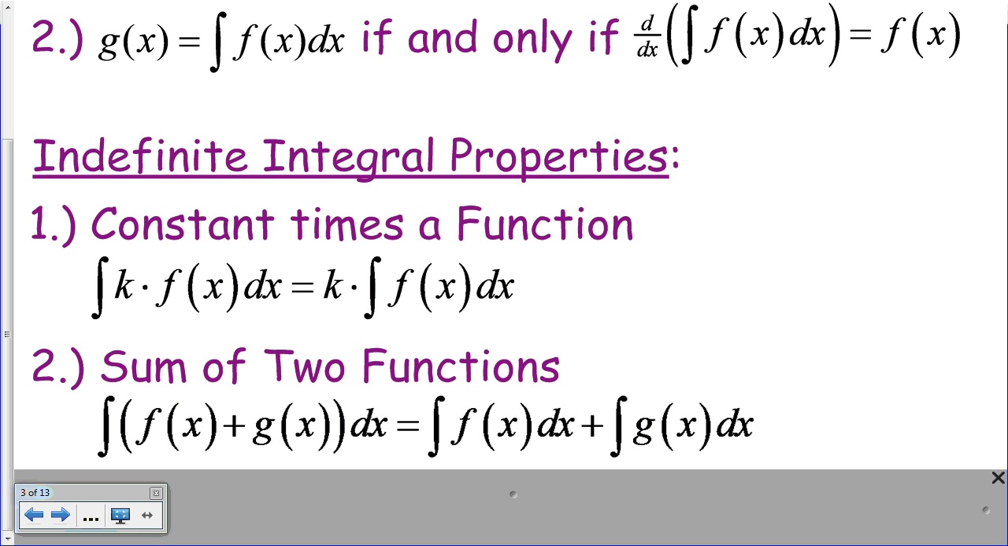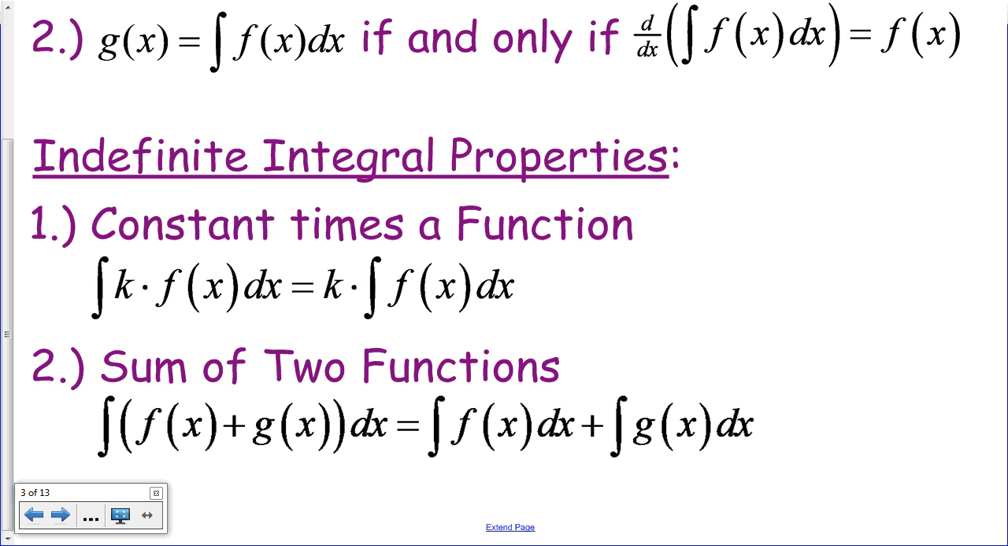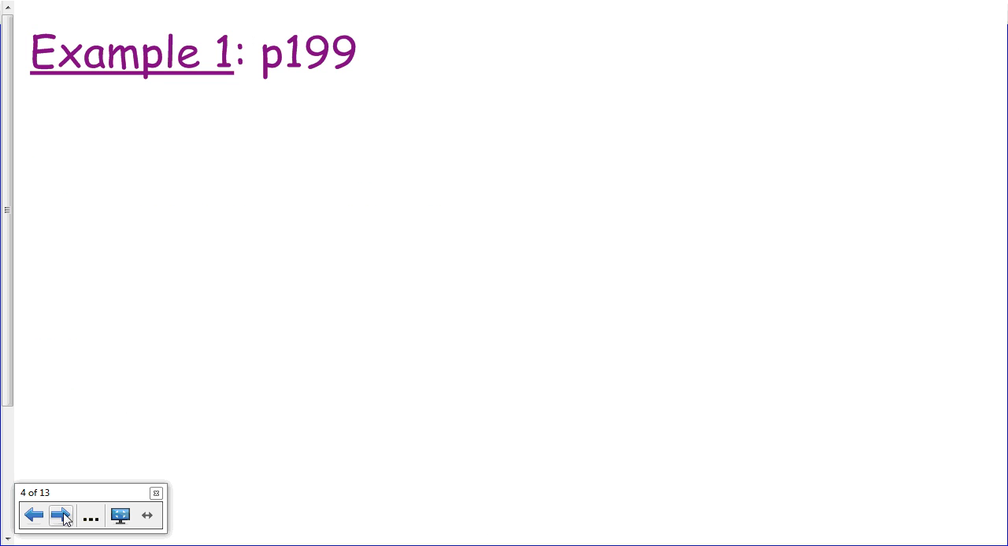All right. Let's take a look at an example here and try using these properties. Example 1 says to evaluate the integral of 5 cosine of 5x plus 3 dx.